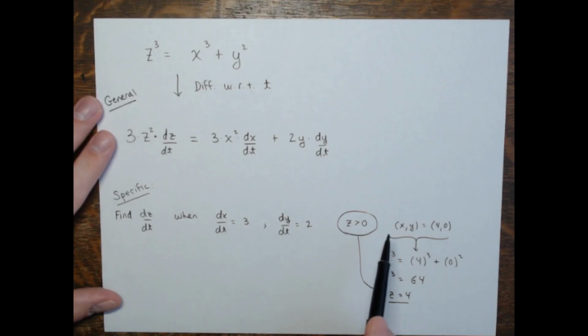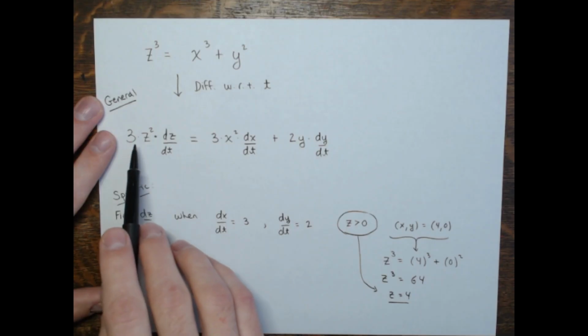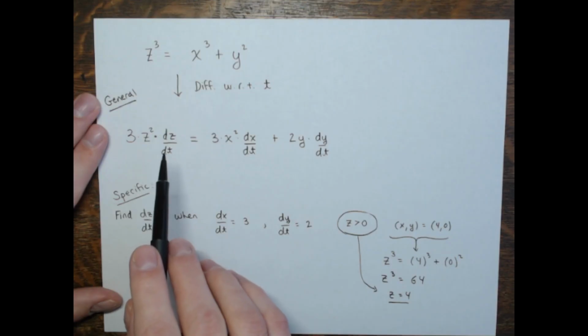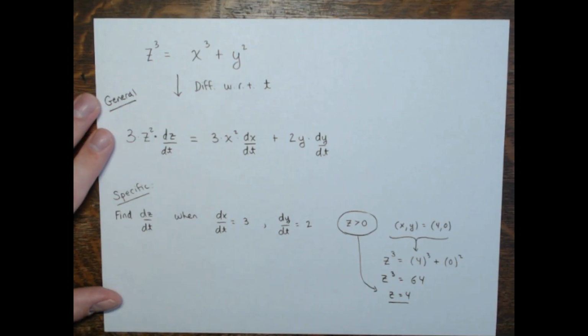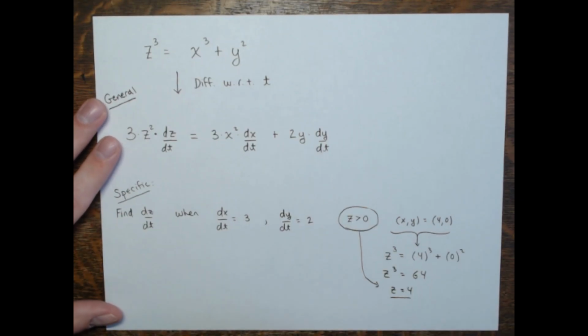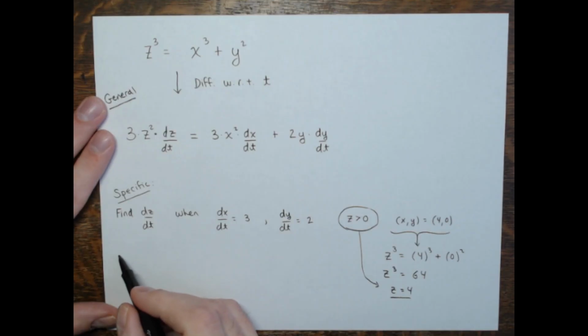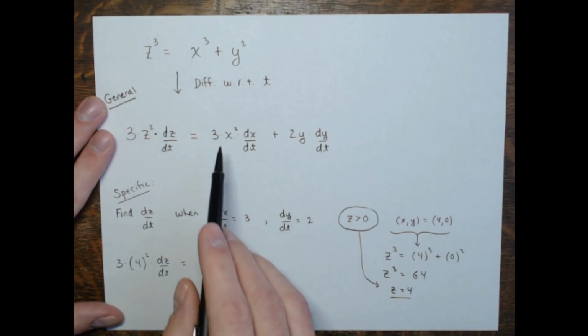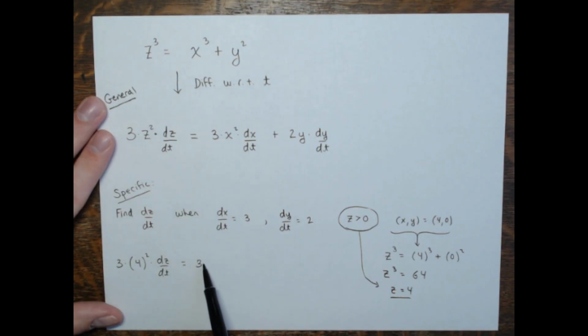So I plug all these numbers, 3, 2, 4, 0, and 4, into my related rate equation, and we'll be able to find this dz over dt, this z prime, rate of change of z as t changes. So on the left side here, we have 3 times z squared. So again, z is 4, times this dz over dt, equals 3 times x squared.